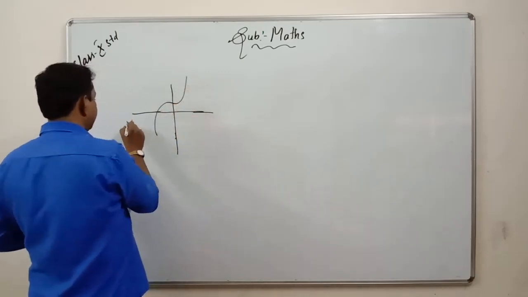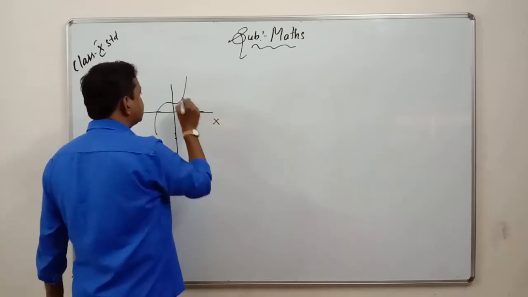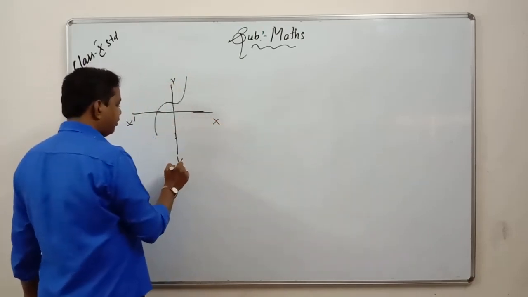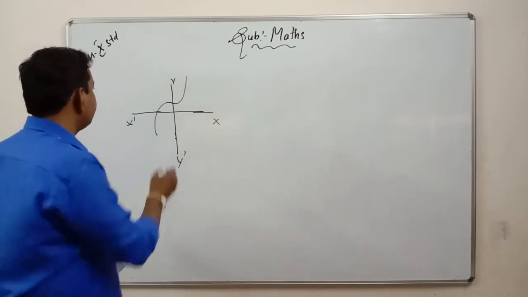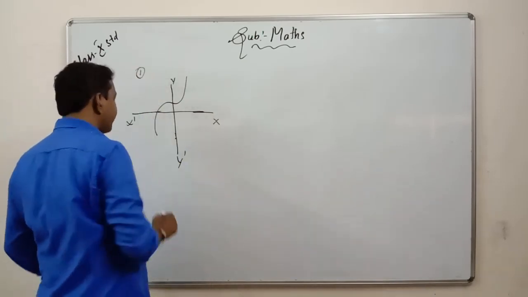So this is x dash, x, y and y dash. So how can you write this? The number of zeros in figure 1, I can take this as figure 1.